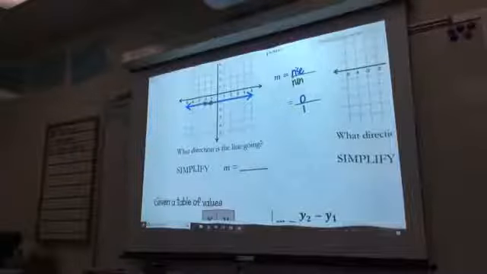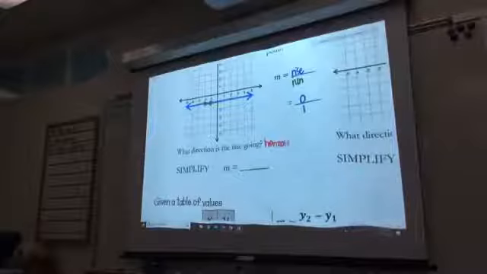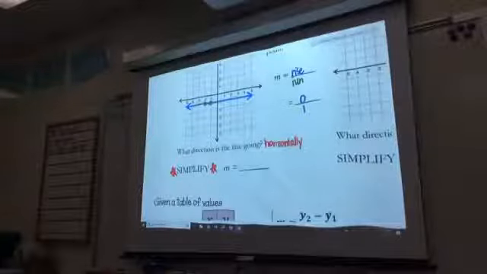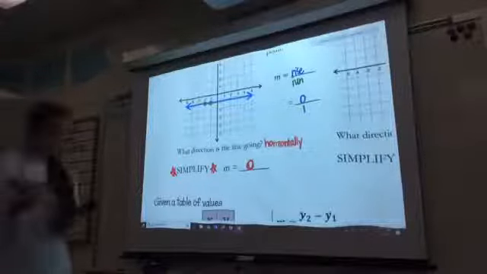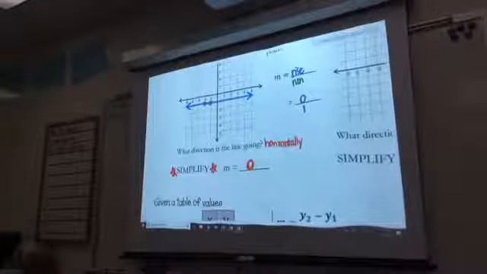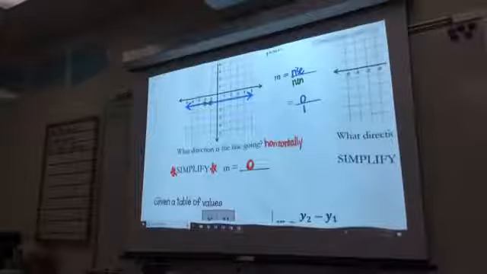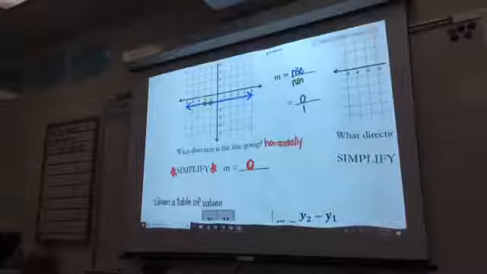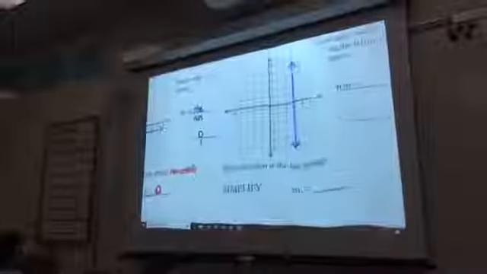What direction is the line going? Horizontally. Okay? And then go simplify. What's 0 divided by 1? Don't say it till you checked it in your calculator. 0. Okay? So remember I told you we were going to learn about 4 different types of line. A positive line, a negative line, a horizontal, and a vertical. Right? Okay? So let's go talk about the vertical.